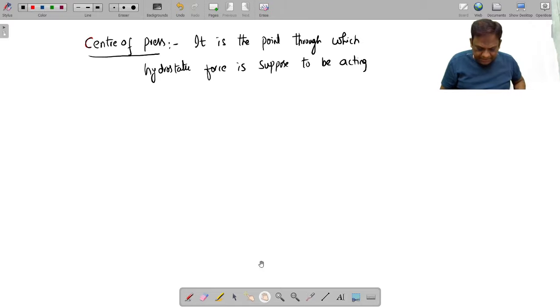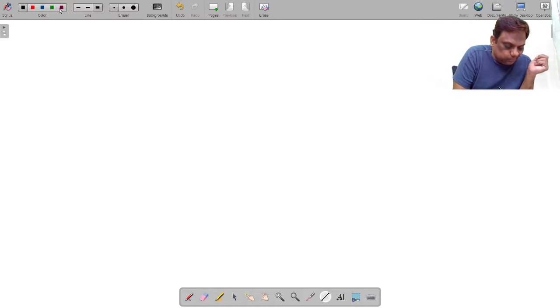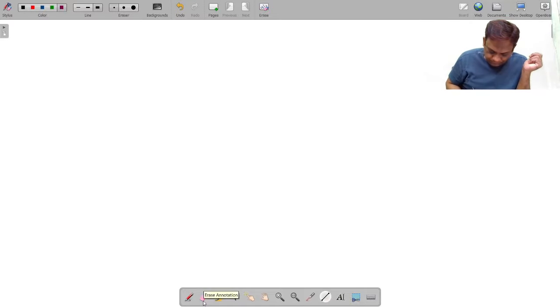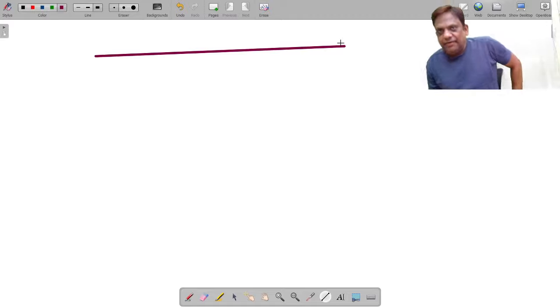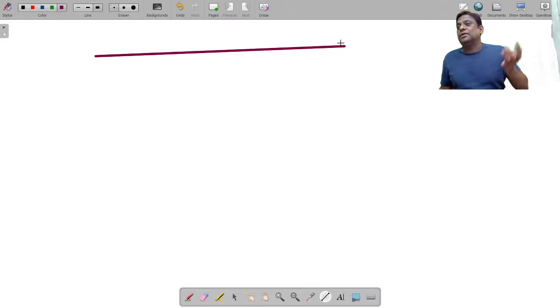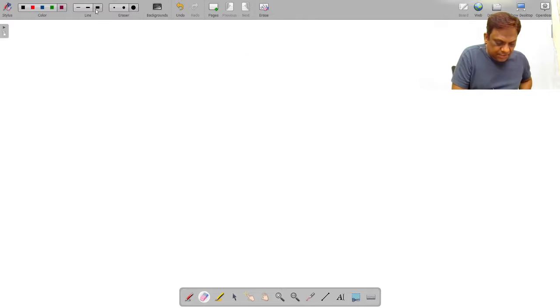So now the target is to find out the center of pressure. Very good, my dear students. What is our target now? To find out the position of the center of pressure. Let's try to find out, कहाँ से act कर रहा है, where it is acting, in a detailed manner.